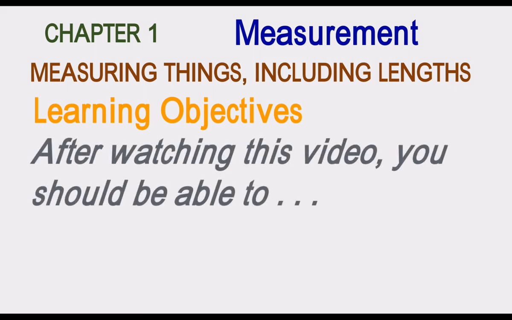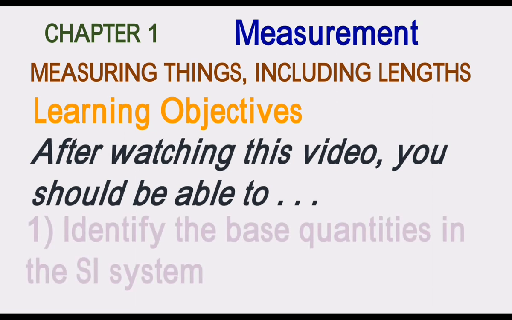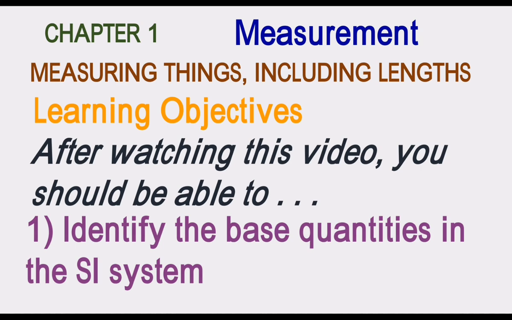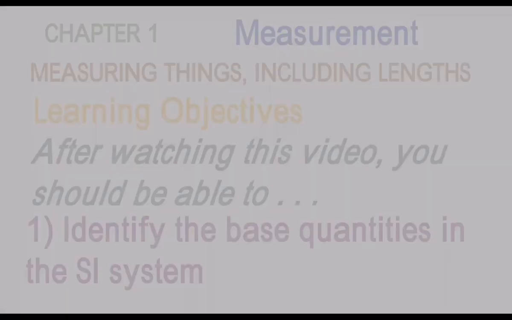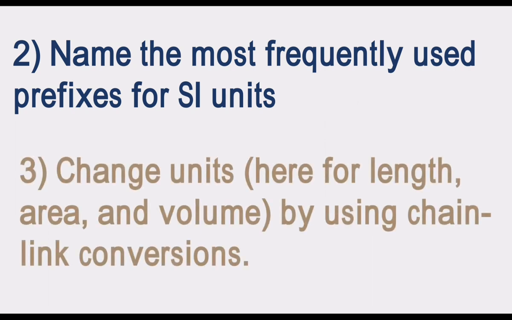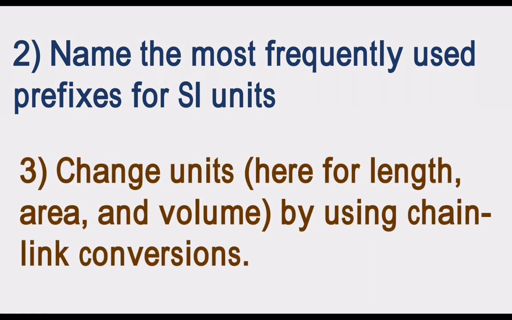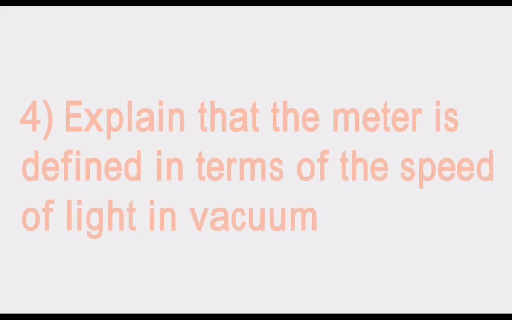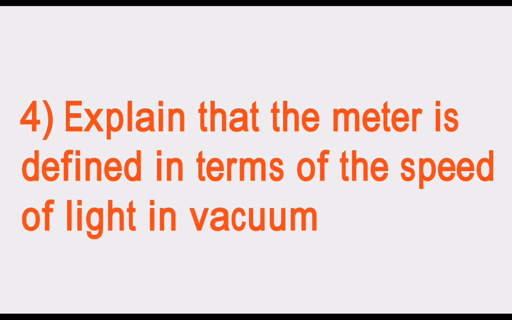After watching this video, you should be able to: 1. Identify the base quantities in the SI system. 2. Name the most frequently used prefixes for SI units. 3. Change units for length, area, and volume by using chain-link conversions. 4. Explain that the meter is defined in terms of the speed of light in a vacuum.